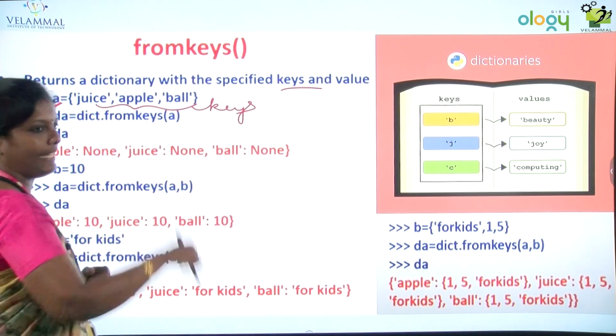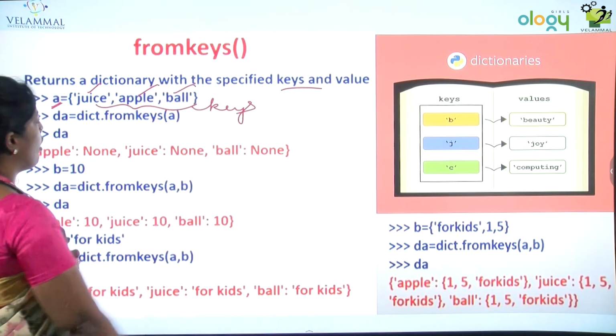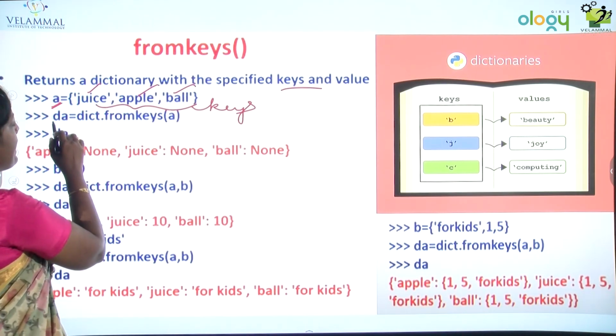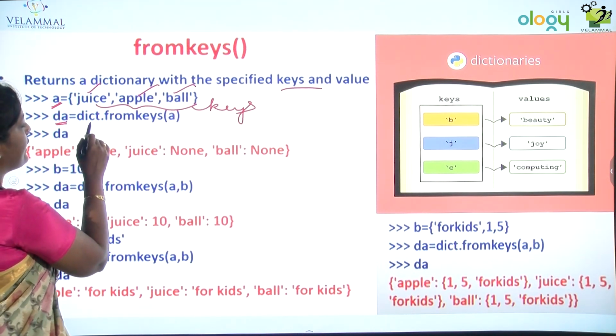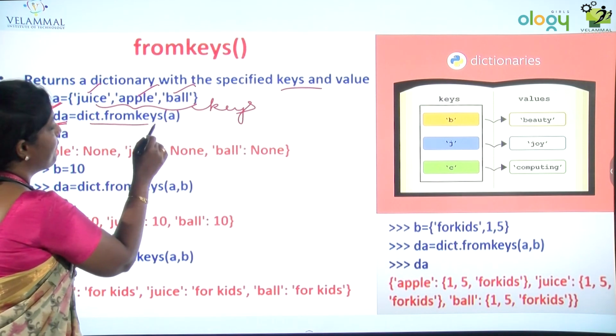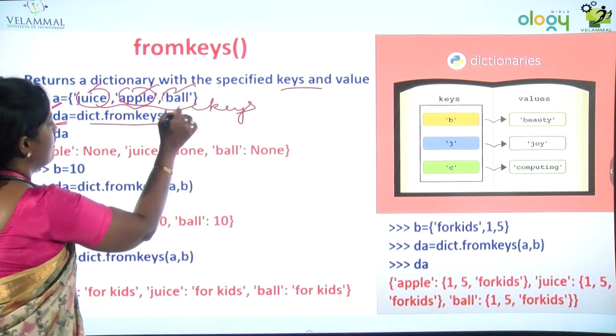Only the keys I'm declaring. Okay, what are the keys I'm going to use? Juice, apple, and ball. Right? So da, another dictionary I'm going to create. That dictionary is going to contain what? dict.fromkeys. So these will be taken as keys for you.